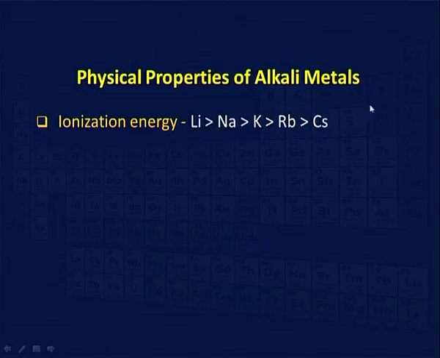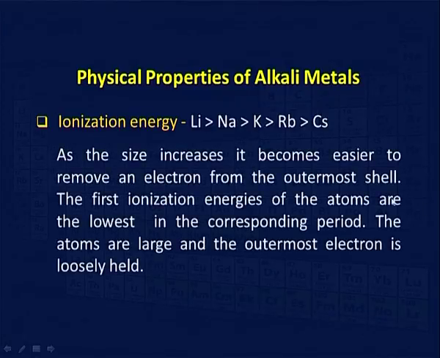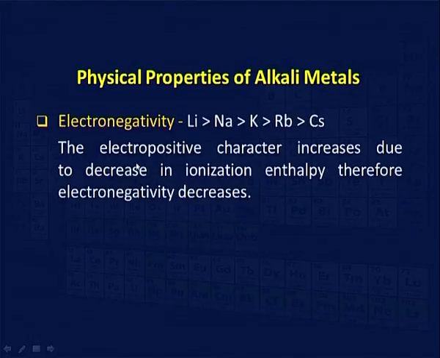So, it will keep on decreasing down the group, because it will be easier to remove an electron from cesium rather than lithium. As we have already told you, as the size increases, it becomes easier and easier to remove the electron from the outermost shell, and the first ionization energy of the atom will decrease down the group.